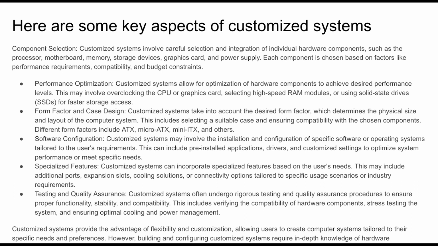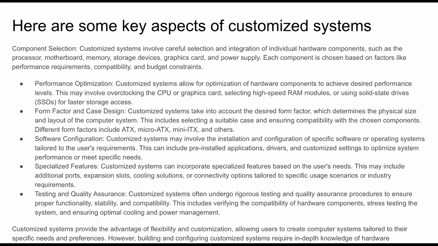Some key aspects of a customized system are performance optimization, form factor, and case design. So basically what's compatible with your motherboard. You always want to make sure that you get a case that is big enough for everything and can hold everything comfortably. Performance optimization is basically just updating your RAM, updating your CPU or graphics cards, things like that. Software configurations are updating your customized software.